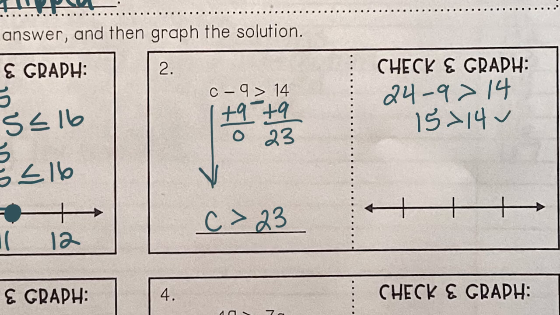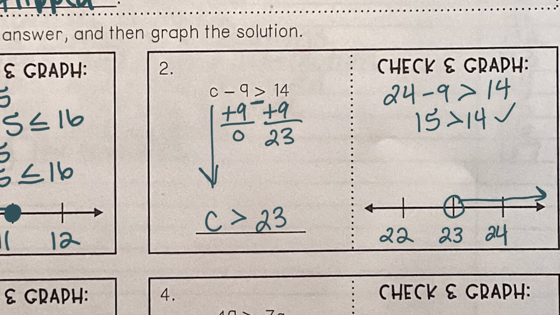Okay. Now I'm going to go ahead and graph that. I had 22, 23, 24. Because my inequality says C has to be bigger than 23, I'm going to have an open dot on 23. And I'm going to go to the right with my arrow because my number for C has to be anything bigger than 23. It can't be 23, but it can be any number that's bigger than 23.